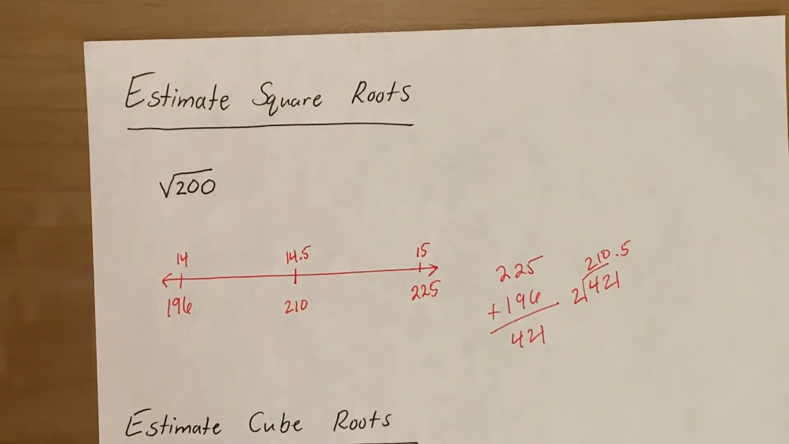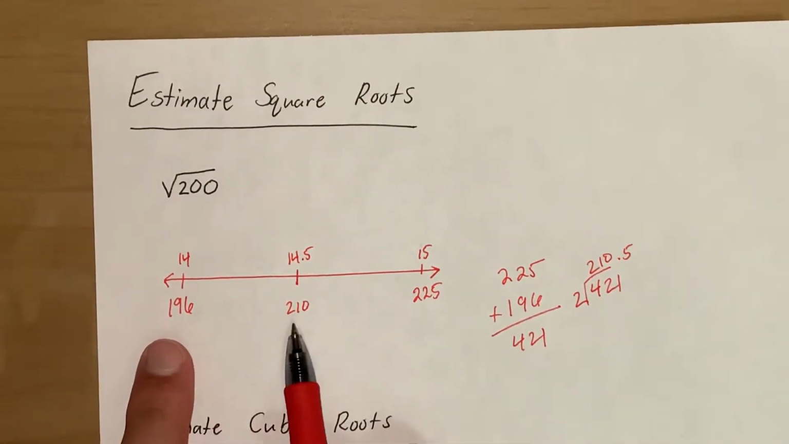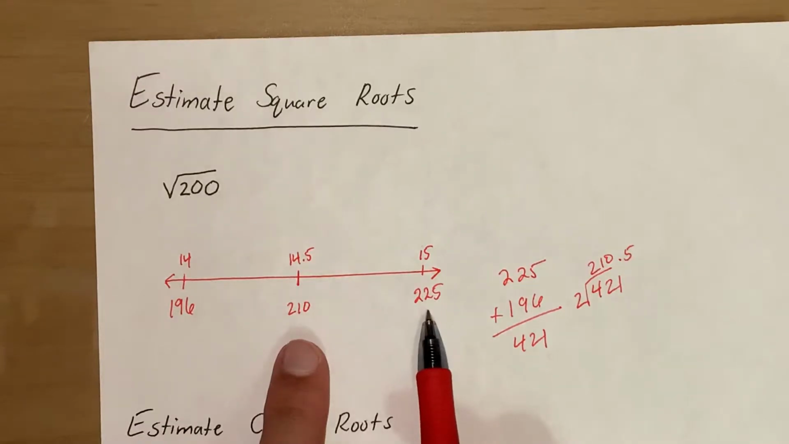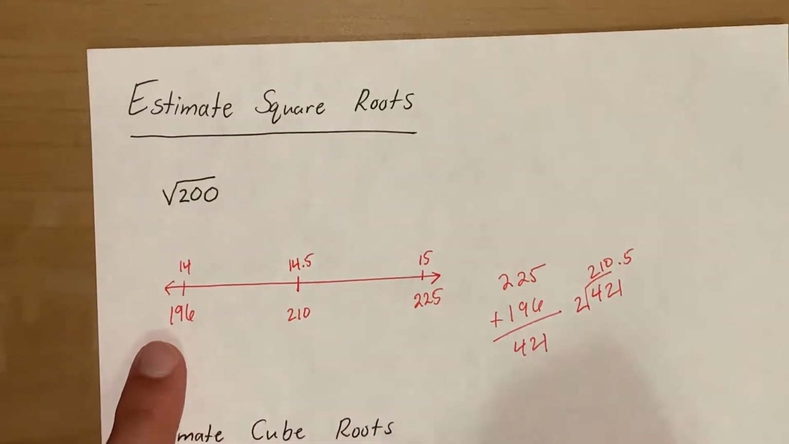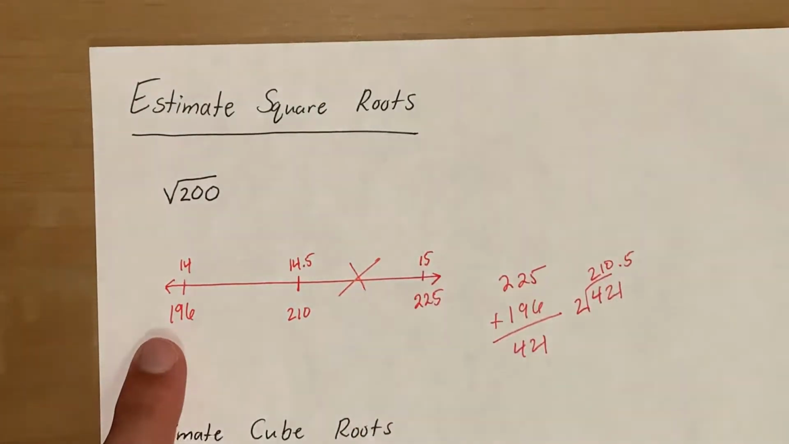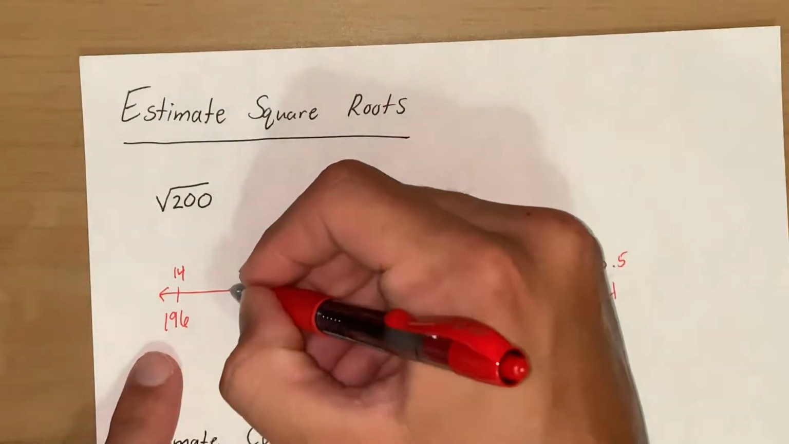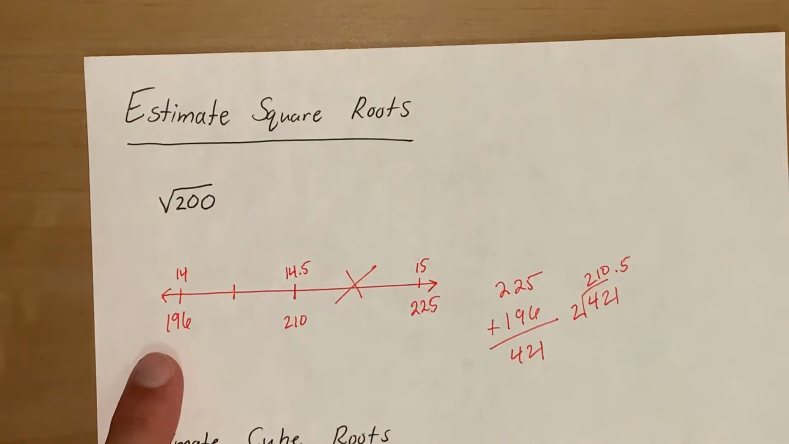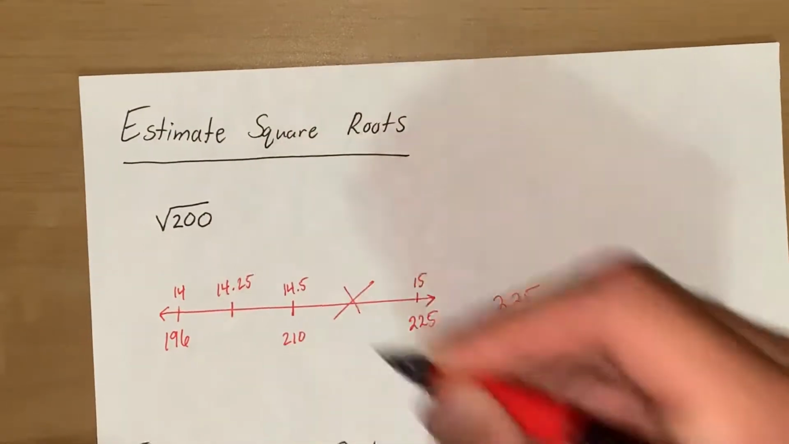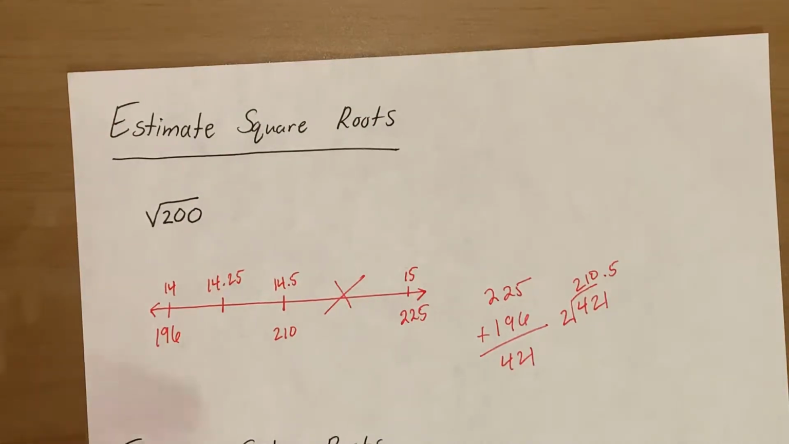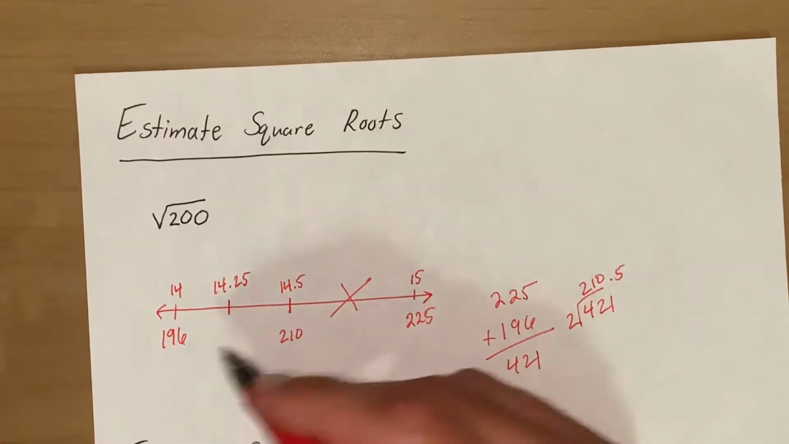Okay, so now what we're going to do is we've separated it into two sections. Okay, so now is the square root of 200 going to be between 196 and 210, or 210 and 225? It's going to be here, because 200 falls somewhere between 196 and 210. So I can forget about this side of my number line. So I'm going to do this one more time. What's between 14 and 14.5? 14.25, right?